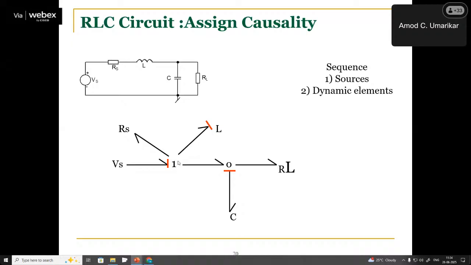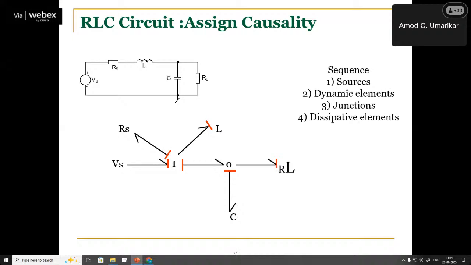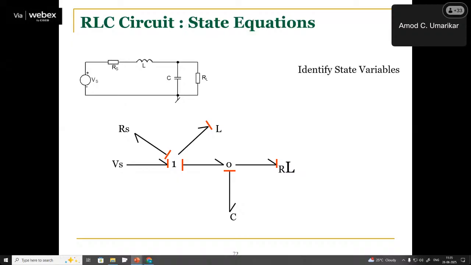And at one junction, only one causal bar can be away from the junction, so the other causal bars will be near to it. Therefore, we have assigned like this. Dissipative elements can be assigned last, because there is no fixed causality there. Whichever way you are comfortable, as long as the other rules are followed, you can assign the causality to the rest of the dissipative elements last.